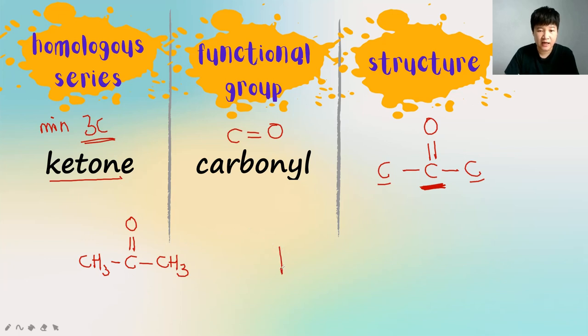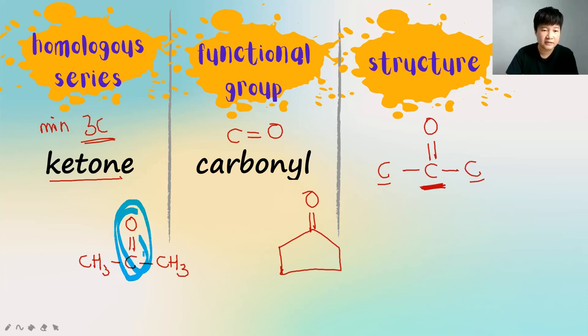You can even have a ketone in a cyclic. So you can have your C double bond O like this. Okay? So that is your ketone as well. You can see that your C double bond O right now is sitting in between carbon. This C double bond O is also sitting in between carbon. So both are your ketone.